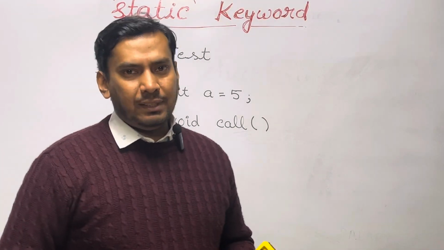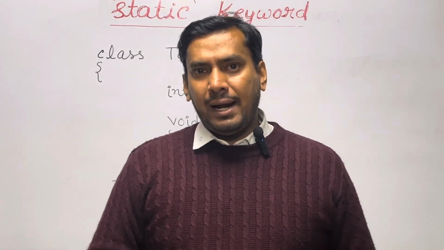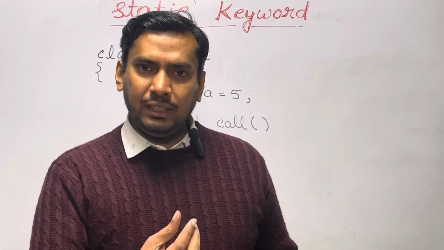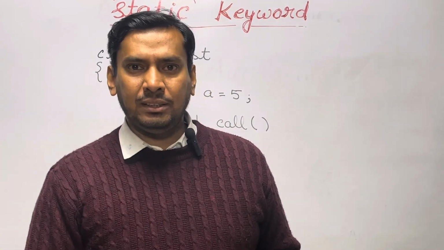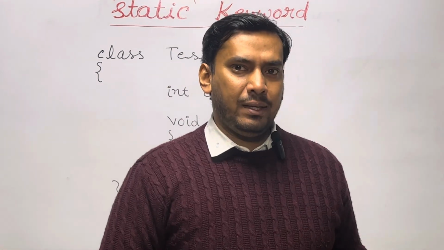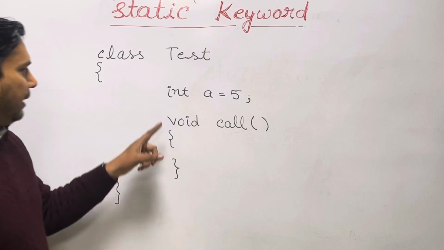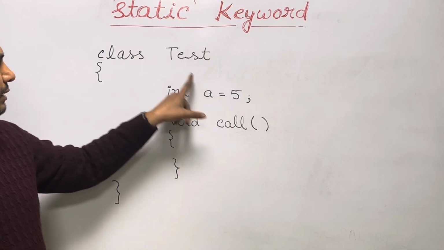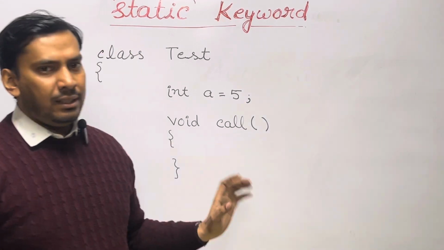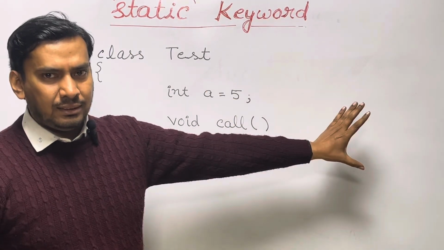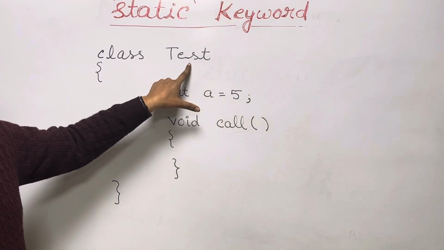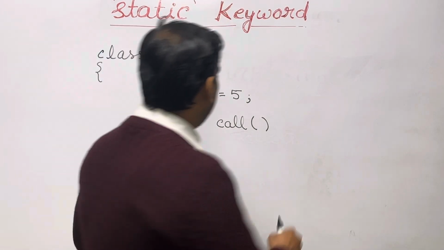So, basically Java is object oriented programming, and object oriented programming says that every member of a class should be accessed using the object only. It means suppose you have this int a in this class test. So, if anybody wants to access this int a from outside this class, they will have to use the object of this class. Let us say I want to use this a.